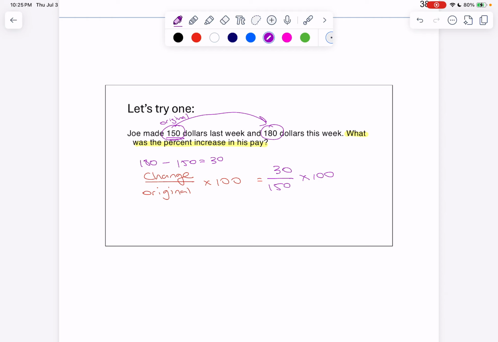Again, when we punch this out on our calculator, 30 divided by 150, hit enter. Take that 0.2 and multiply it by 100, and we get 20% is the percent increase in his pay.